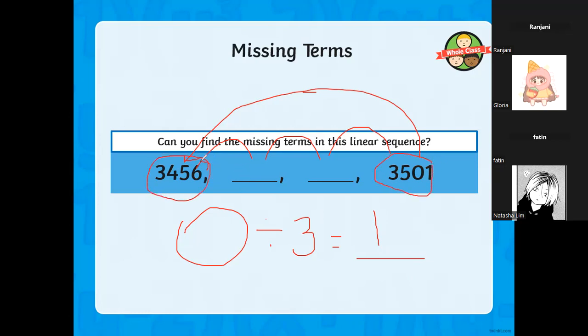All right, girl, take your calculator. 3,501 minus 3,456. What's the answer? Fatin and Gloria can help me. What's the answer here, girls? The total difference. 45. Okay, good. So it went up by 45. And it went up once, twice, 3 times before it reached this number. That is why you divide by 3, and you would get 15. So it's going up by 15. Do you understand now?